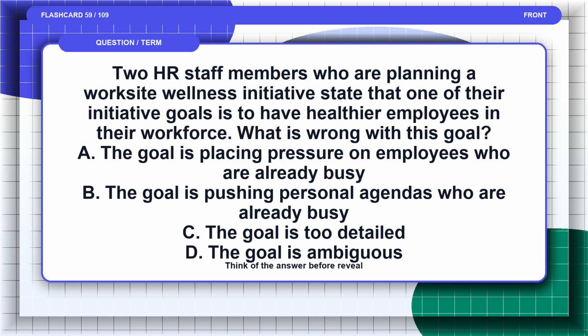Flashcard 59. Two HR staff members who are planning a worksite wellness initiative state that one of their initiative goals is to have healthier employees in their workforce. What is wrong with this goal?